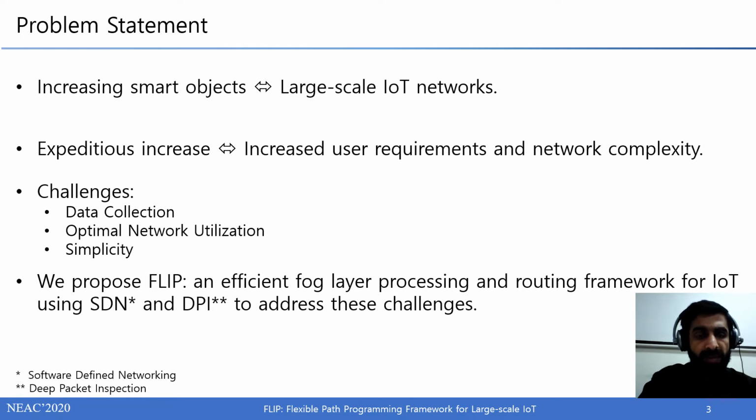In this work, we propose efficient fog layer processing and routing of IoT data using SDN, software-defined networking, and DPI, deep packet inspection. This will reduce the amount of data arriving at servers, clouds, and subsequently making it possible to cope with massive IoT data processing while meeting each user requirements.